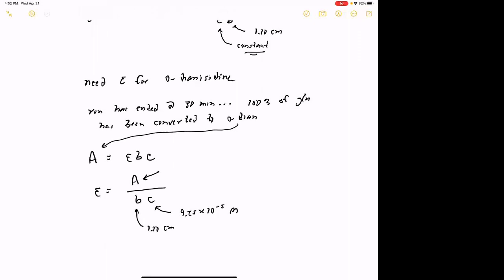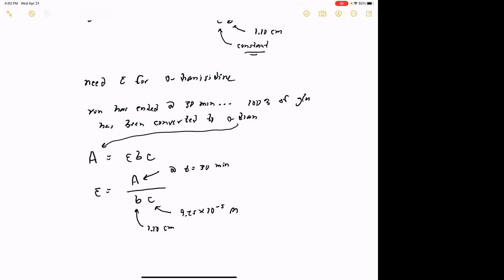It's an A at a certain time. So which time should I use? Is it the last one that we take? Yeah, at T equals 30 minutes, right? That's as far as we went. Okay, so use the absorbance you took at 30 minutes, because that's assumed to be the absorbance that corresponds to that concentration of the O-dianisidine, which is 100% conversion.